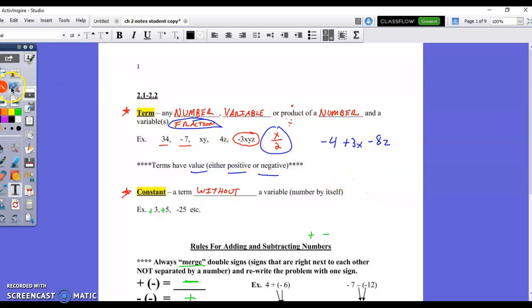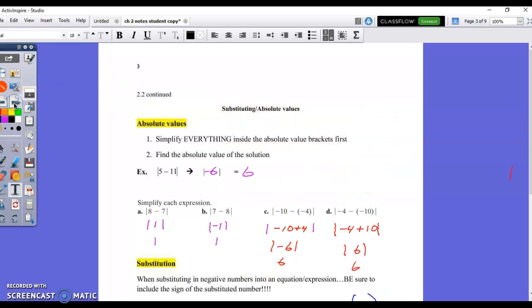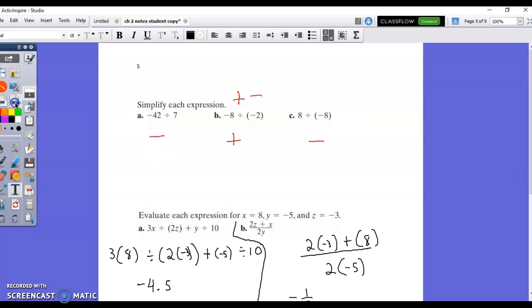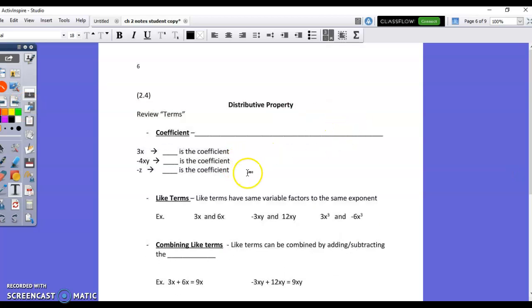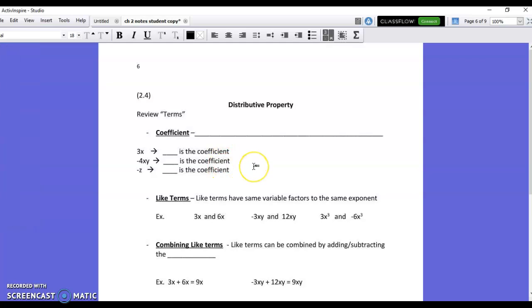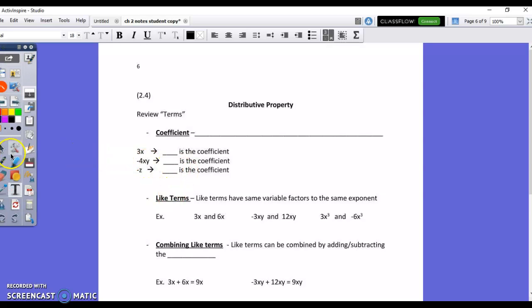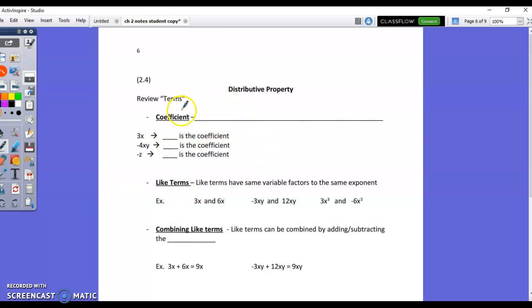So now we're going to practice identifying terms and what we can do with them if they are like terms. We are able to combine terms as long as they are like, and we do that by adding or subtracting the coefficient of those terms. So first of all, what is a coefficient? The coefficient is the number that is multiplied by a variable.